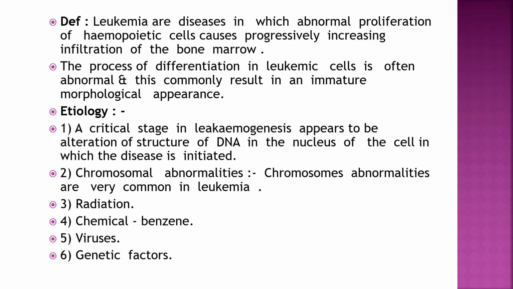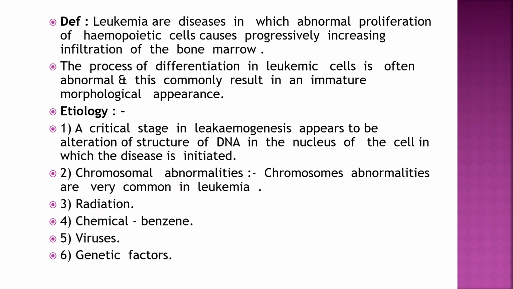Now we will see etiology. So what is the reason for that? It can be seen because of alteration of the structure of DNA in the nucleus, and chromosomal abnormalities, which are very common in leukemia. Then radiation or chemicals like benzene, so people working in a benzene factory, or a few viruses which cause leukemia, and then some genetic factors are there.